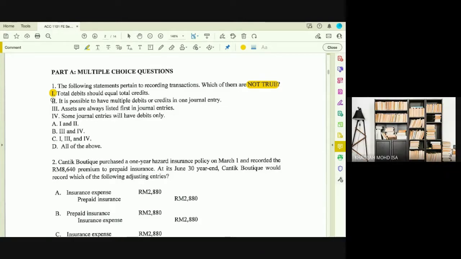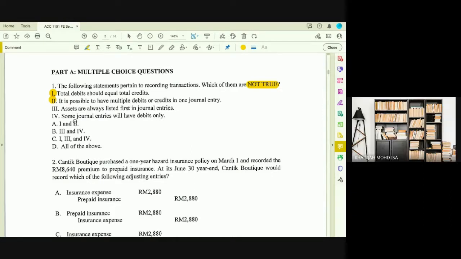Possible. For example, if you purchase a machine partly in cash and the balance is paid on account, you will have 3 entries there. So that is correct. Assets are always listed first in journal entries. Is that correct or wrong? Do you always have to put assets first? No. The more important thing is what is debit and what is credit. And some journals will have debits only. Is that true? No.